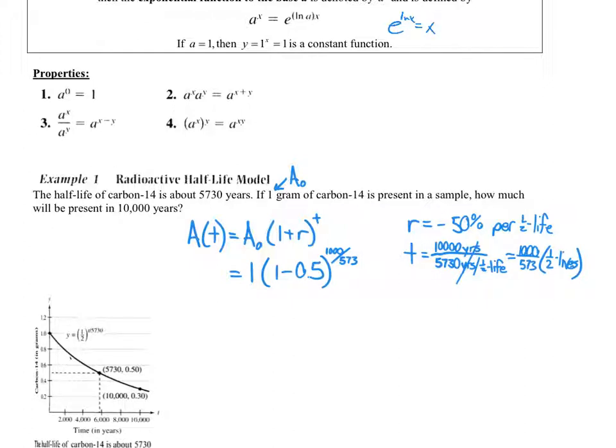So now my units of measure match up. My rate was in half-lives, and this is in half-lives. And now we simply plug that in. A of 1,000 over 573, because that's my time here, is going to be this, okay? So what do we get when you plug that in? 0.298. Okay? And this would be in grams.